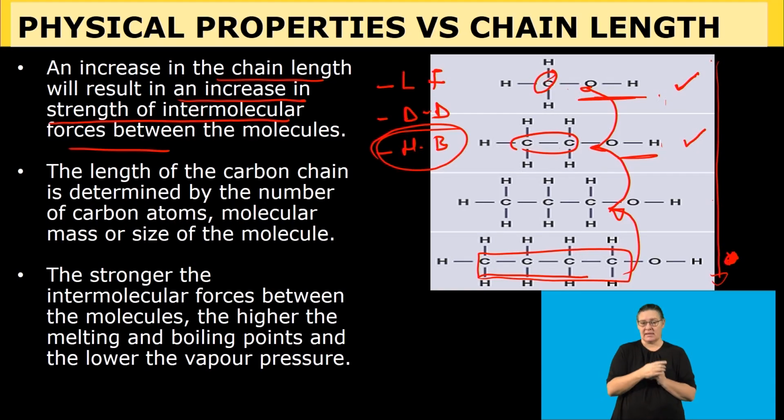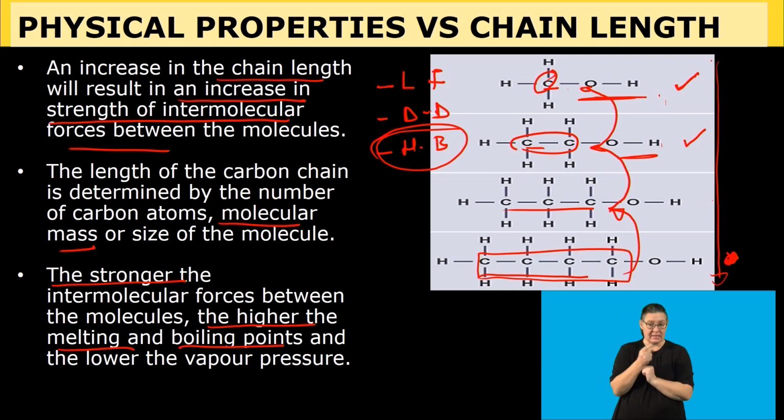We are then furthermore saying the length of the carbon chain is determined by the number of carbon atoms, as we can see, 1, 2, 3, and then 4. So the length of the carbon chain is determined by the number of carbon atoms. And then it's also determined by the molecular mass or the molecular size. So as the size or the mass of the molecule increases, the strength of the intermolecular force also increases. So the stronger the intermolecular force between the molecules, the higher the melting point and also the higher the boiling point.